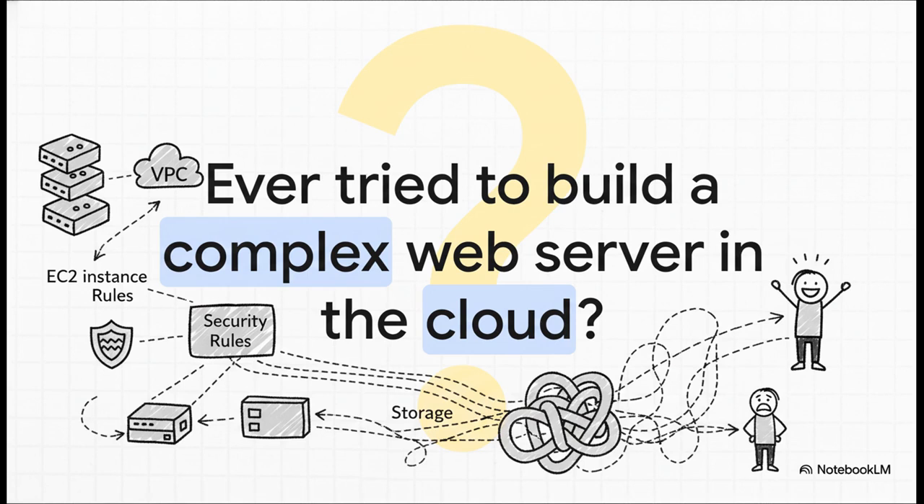You've probably been there, right? You log into the AWS console, you need a web server. So you start clicking. You spin up a virtual server, an EC2 instance. Okay, that needs a network, so you build a VPC. Then you need security rules, and storage, and a public IP address. The list just goes on. And after all those clicks, you finally get it working. Success!